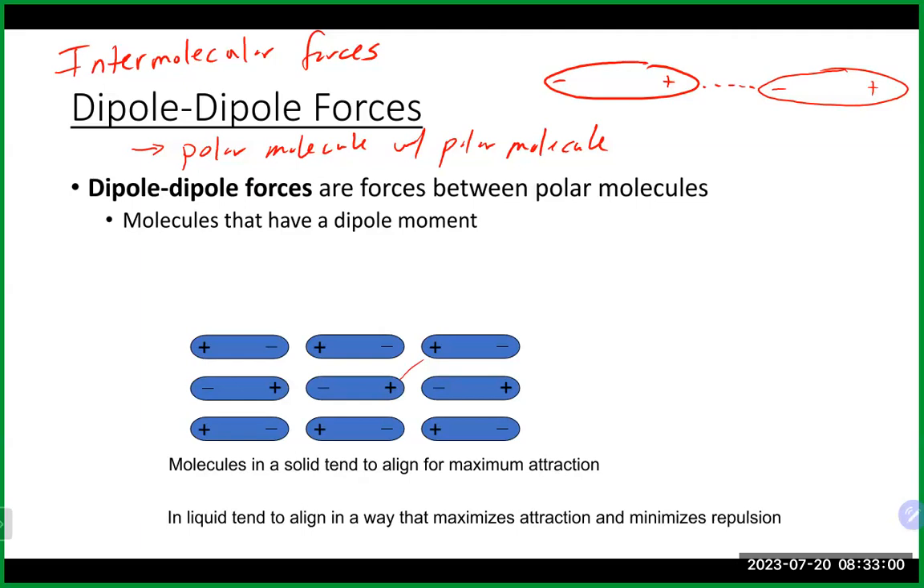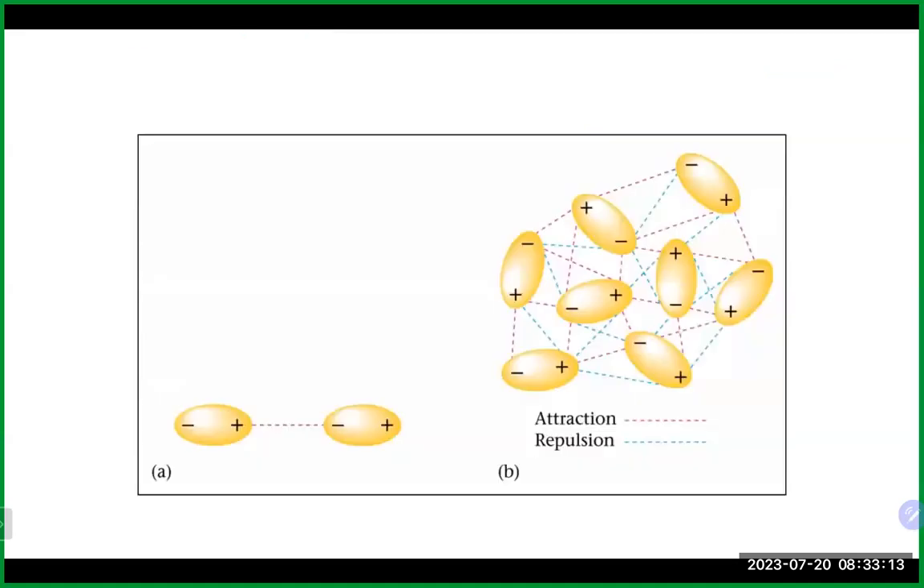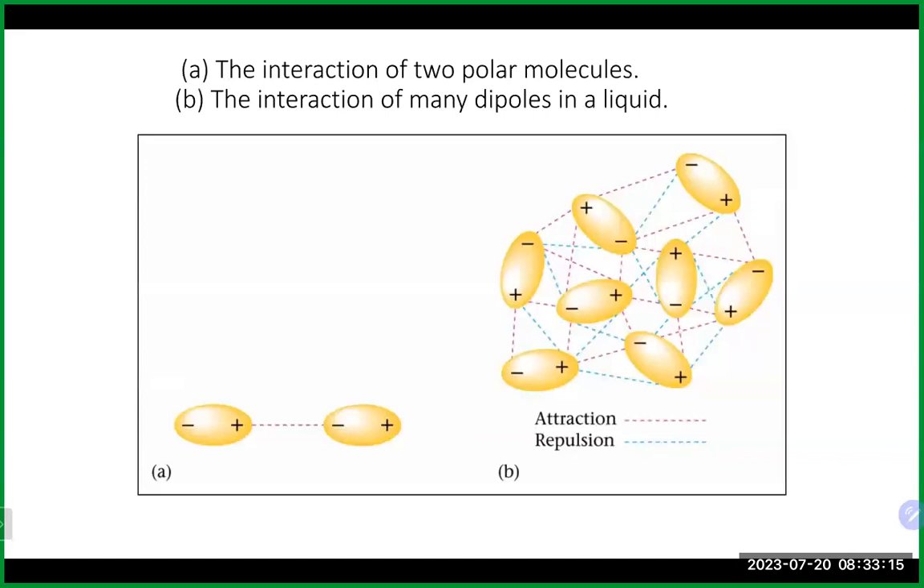In liquid, they tend to align in a way that maximizes the attractive forces and again minimizes the repulsion forces. So these are the main type of interaction that occurs between polar molecules and other polar molecules. And again, here in a much prettier picture, you can see they really try to maximize that attractive force, but minimize the positive and positive, or negative and negative, guys being around each other.